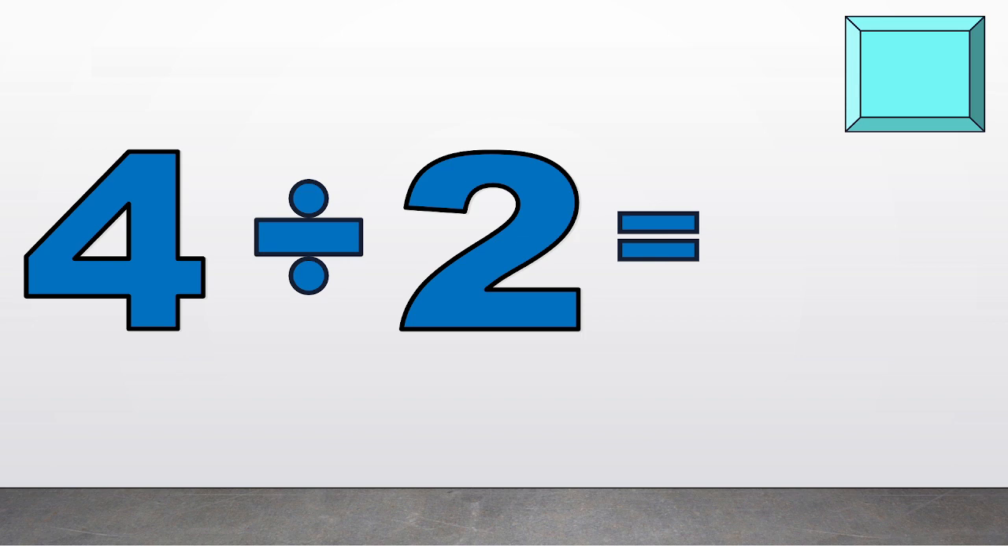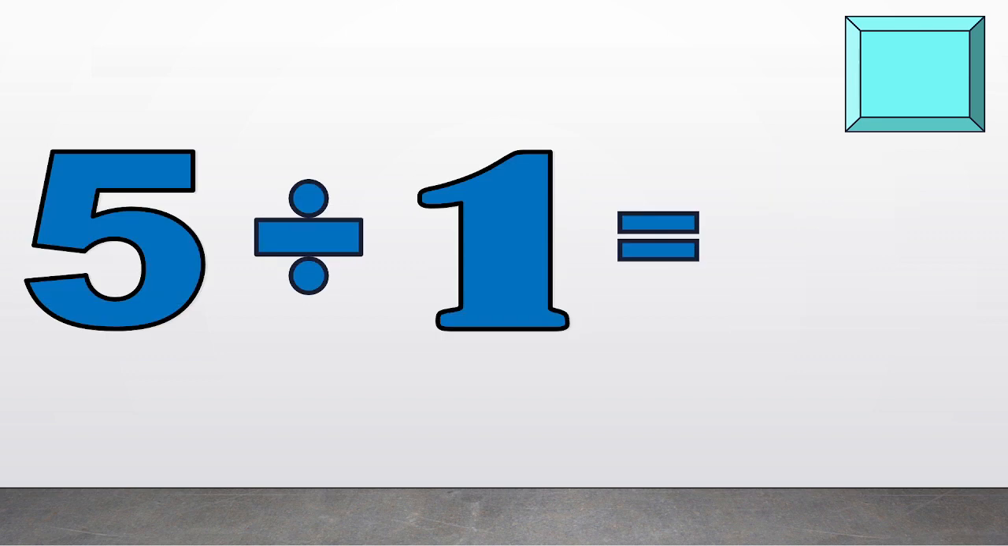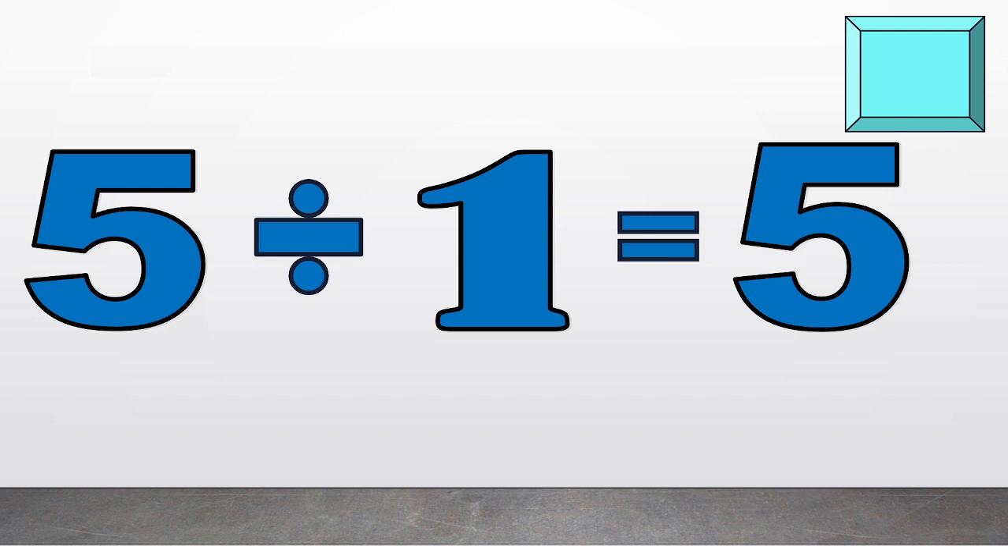4 divided by 2. Time's up. 4 divided by 2 equals 2. 5 divided by 1. Time's up. The answer is 5.